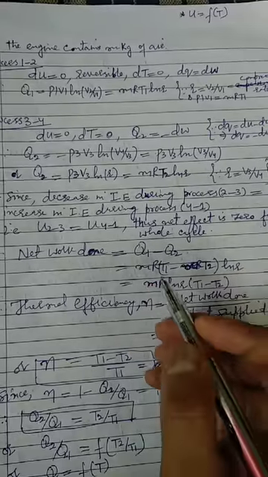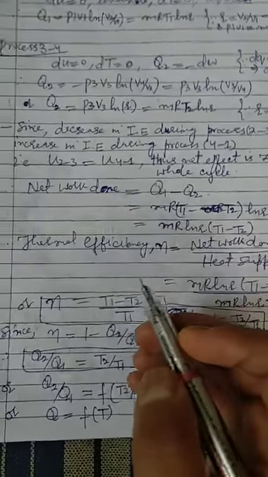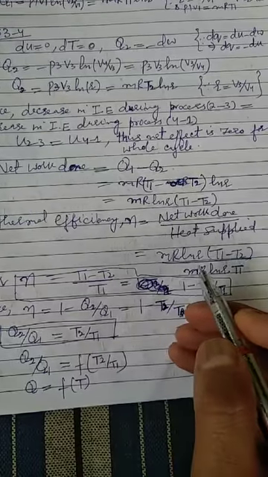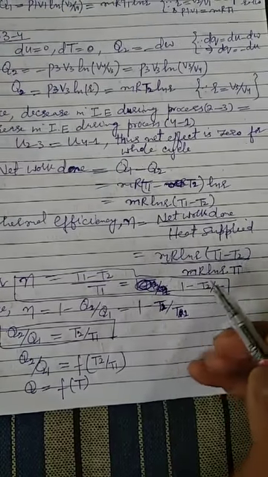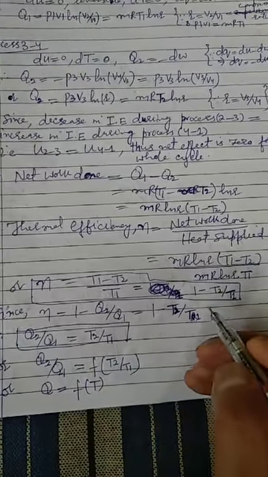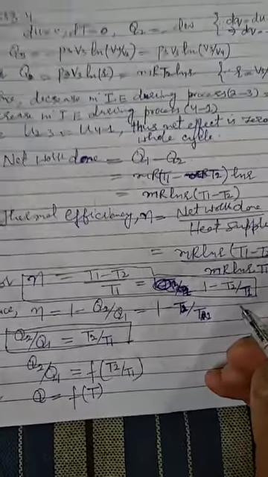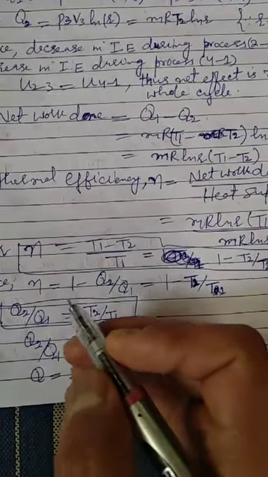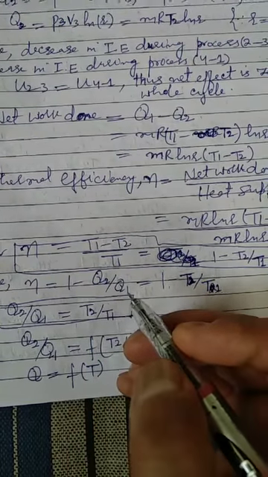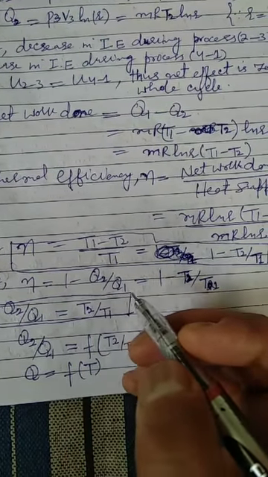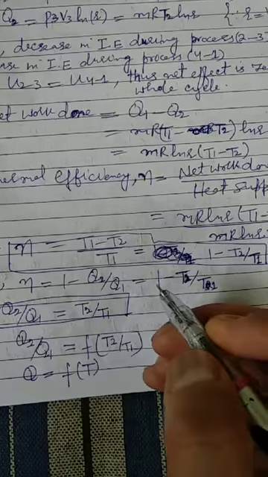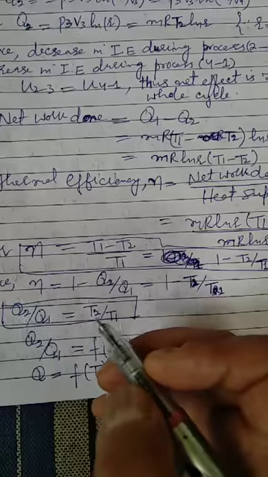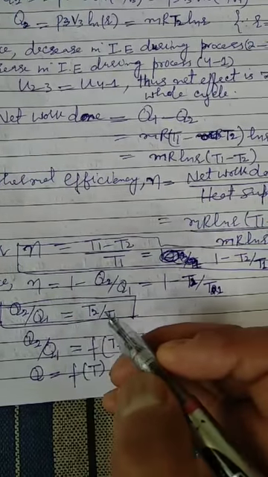Putting the values of Q1 and Q2 here, we get thermal efficiency equal to net work done divided by heat supplied. Putting the values of net work done, that is Q1 minus Q2, and heat supplied, finally you get thermal efficiency is equal to 1 minus T2 by T1, that is, lower temperature by higher temperature. You also know that thermal efficiency is equal to 1 minus Q2 by Q1, that is, heat rejected divided by heat input. So finally you get Q2 by Q1 is equal to T2 by T1.